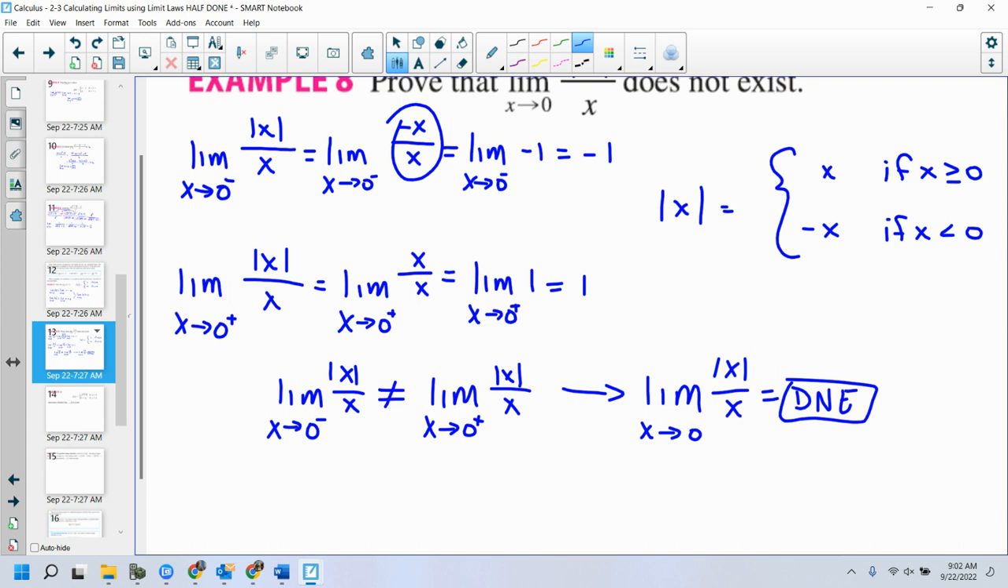I don't know why I boxed that. That's not my final answer. The whole thing is my answer, isn't it? It's proof. Okay. So again, one way to prove that the limit does not exist is to show left side and show right side and show they don't match. Okay. All right, let's take a look here.